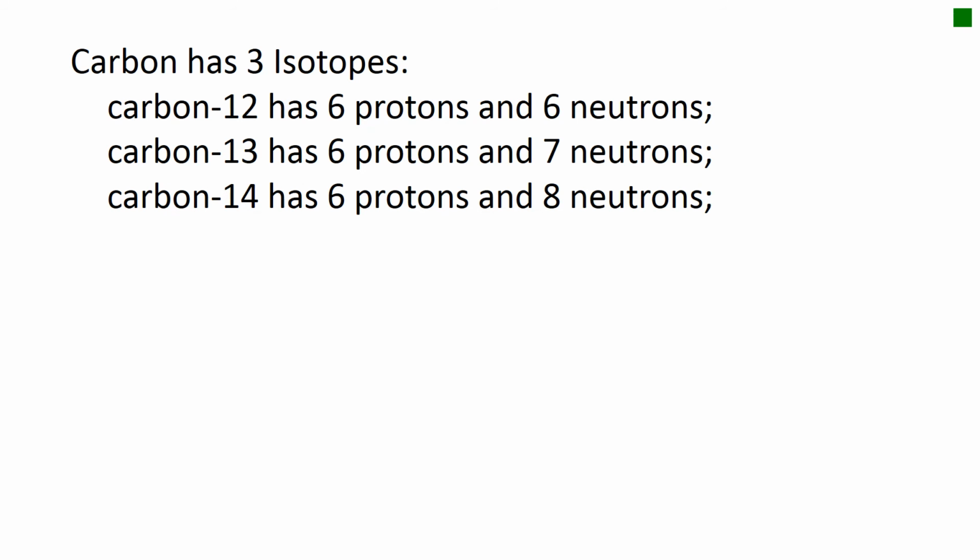Another common isotope is that of carbon. It has 3 isotopes, carbon 12, carbon 13, and carbon 14. And carbon 14 is what they use for carbon dating.